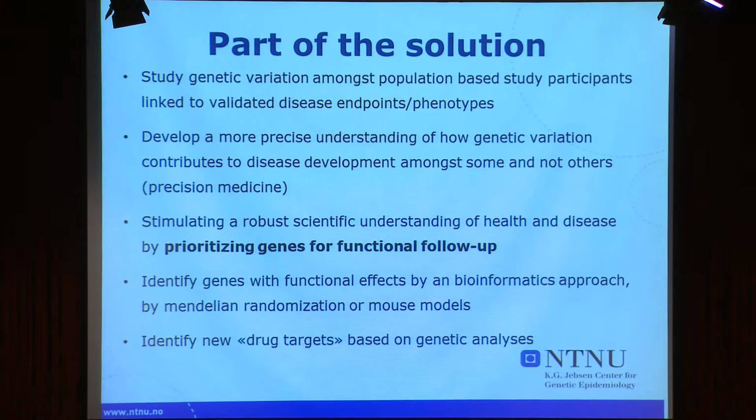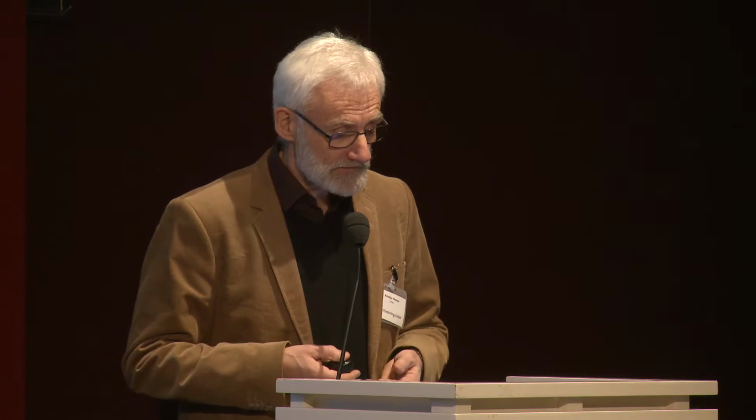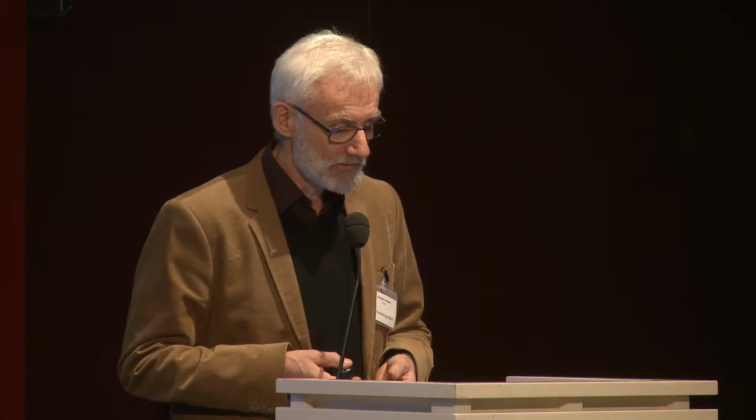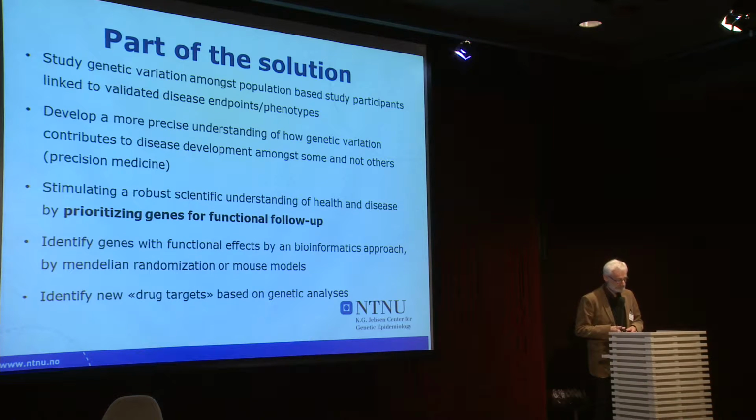There are different ways of talking about precision medicine, personalized medicine, but in this strict definition, we talk about how genetic variation plays a role as sort of the bottom of all these layers. Then we would also like to stimulate a robust scientific understanding of health and disease by prioritizing genes for functional follow-up. To identify genes with functional effects by a bioinformatics approach, by Mendelian randomization, or through mouse models. So we are getting there.